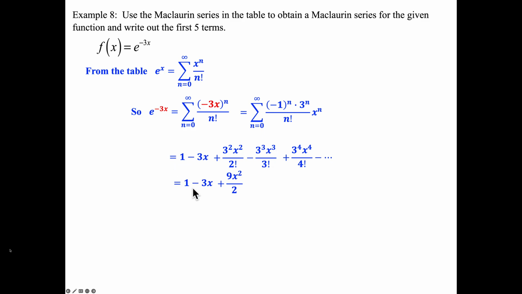So if we simplify it, 1 minus 3x, plus 3 squared, 9, x squared over 2. Minus 3 to the third, 27, x cubed over 3 times 2 is 6. Well, technically we can cancel a 3 here. That makes it 9 over 2, x cubed, plus 3 to the fourth over 4 factorial. We can reduce the 3, giving me a 27, and 4 times 2 is 8, and there's the first 5 terms.